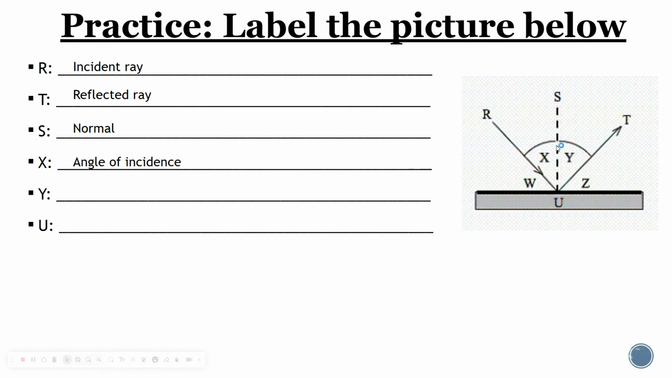Y is the angle between the normal and the reflected ray, so that's the angle of reflection, theta R, theta little r to be precise. And U is simply the reflective surface or the mirror.